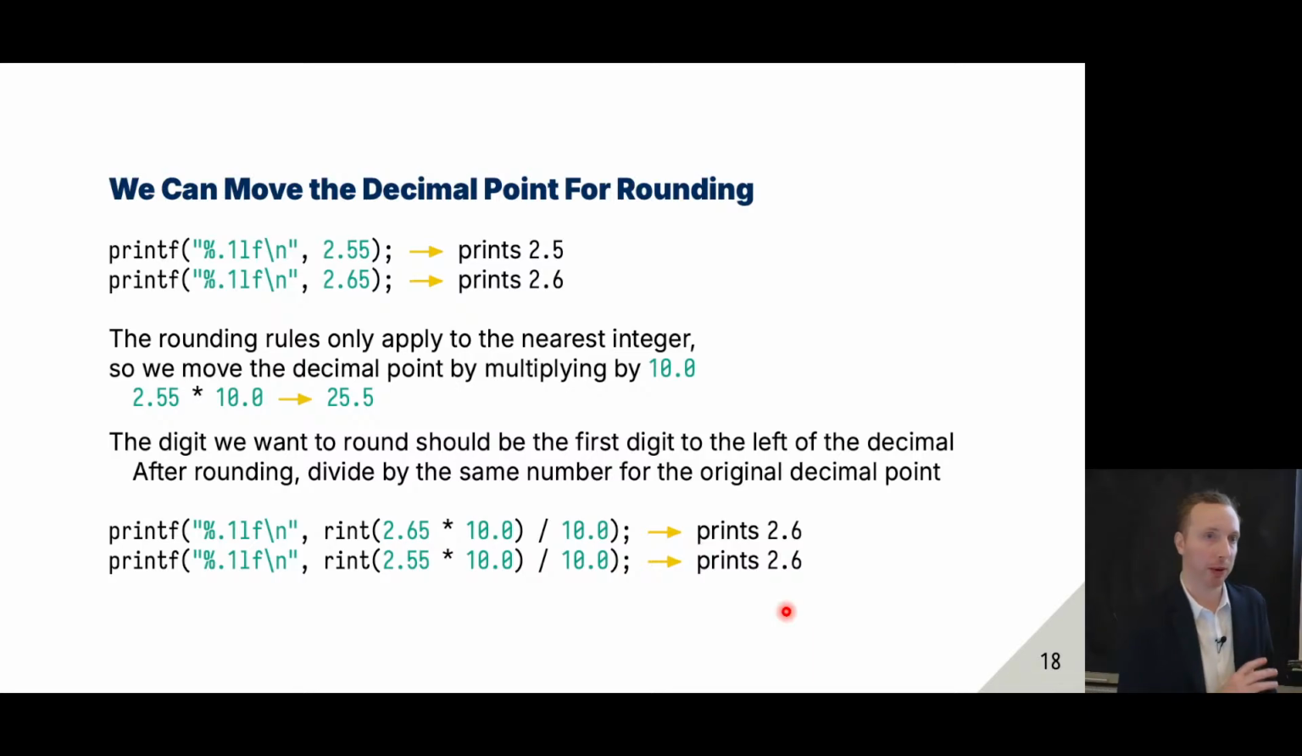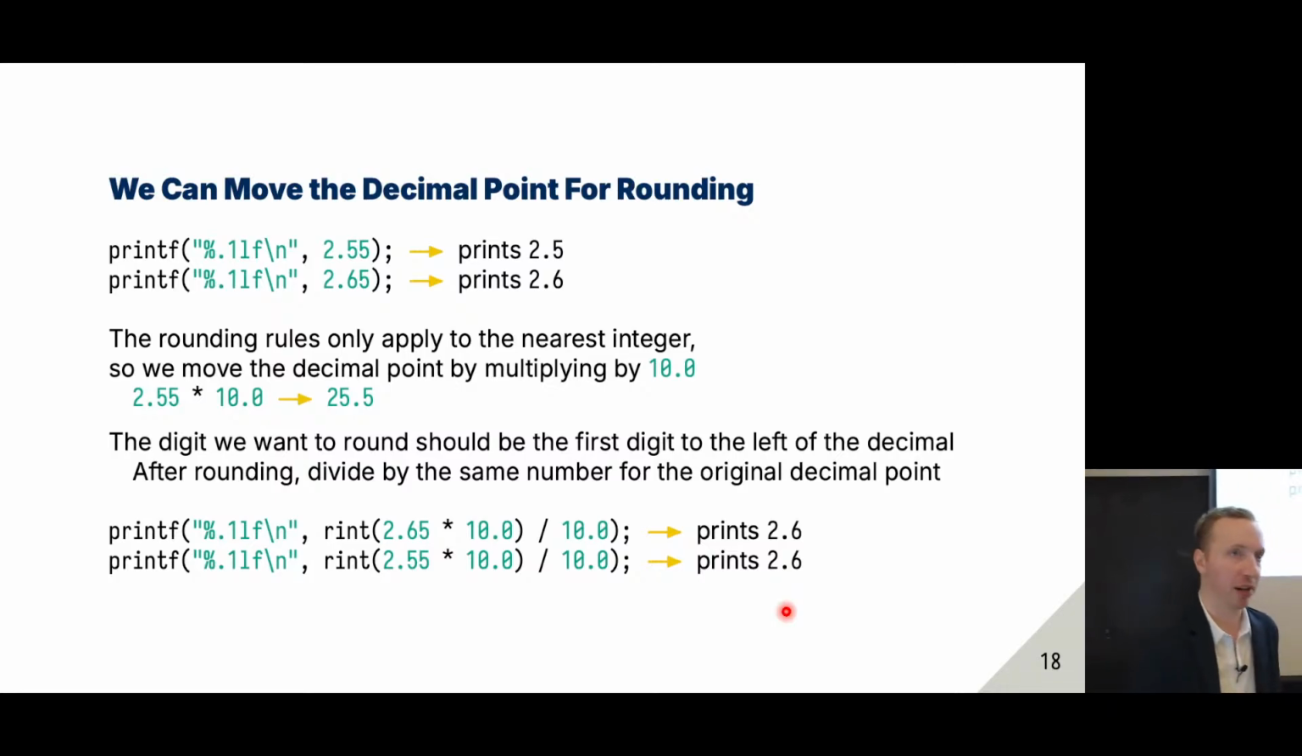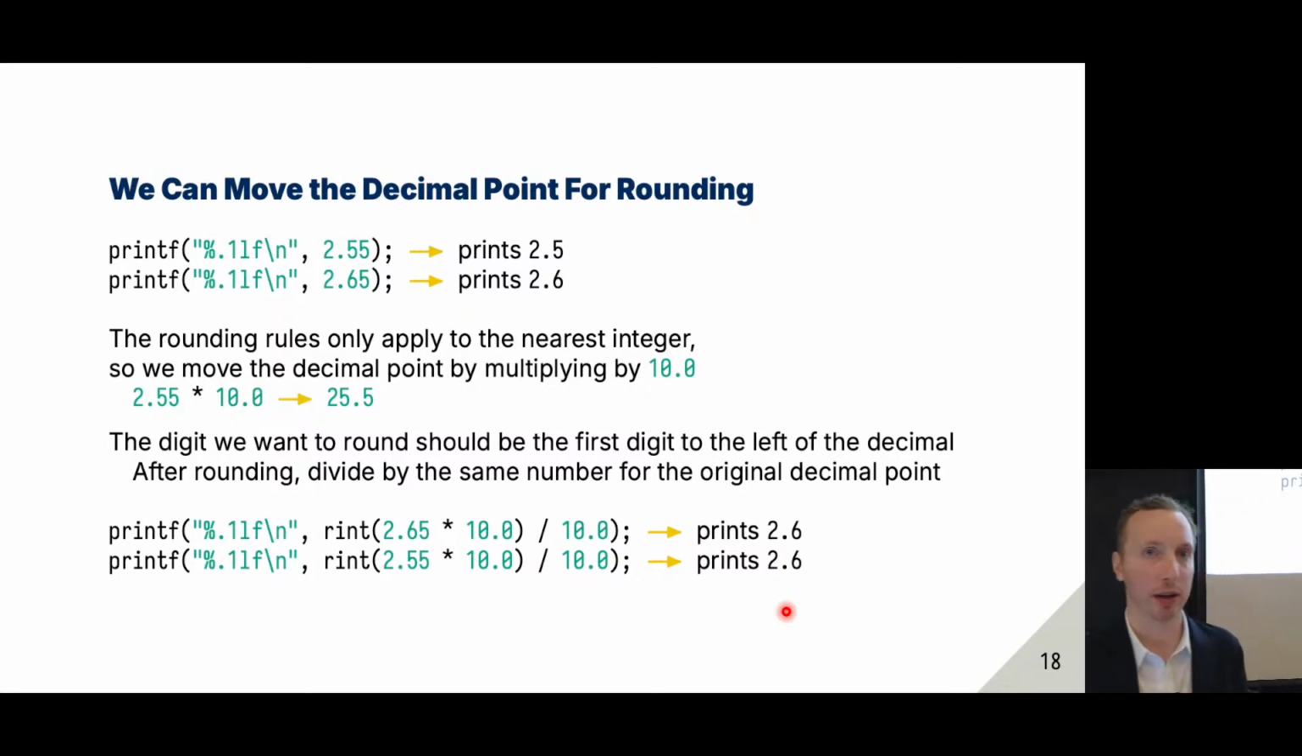So questions about this? If you want to control the rounding, you just have to move the decimal point yourself. Kind of annoying because all the round functions only go to the nearest integer.